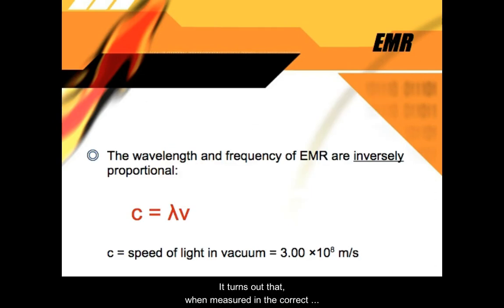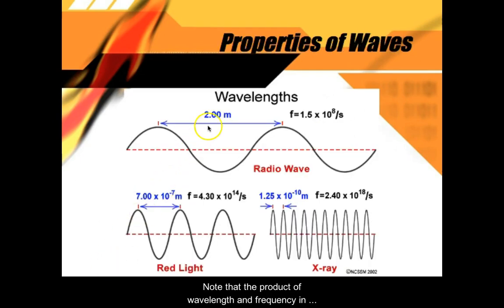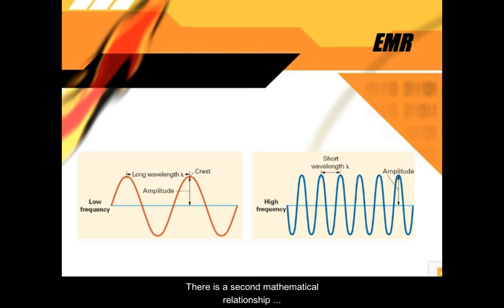It turns out that, when measured in the correct units, wavelength and frequency are inversely proportional. That is, wavelength and frequency will change in opposite directions, so that their product is always the same, the speed of light in a vacuum. Note that the product of wavelength and frequency in each example presented in this slide is the speed of light in meters per second.